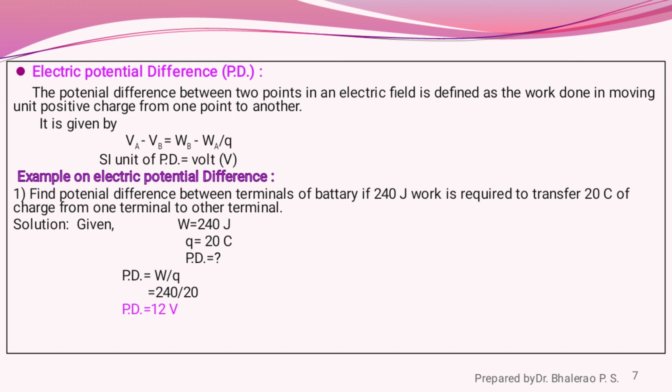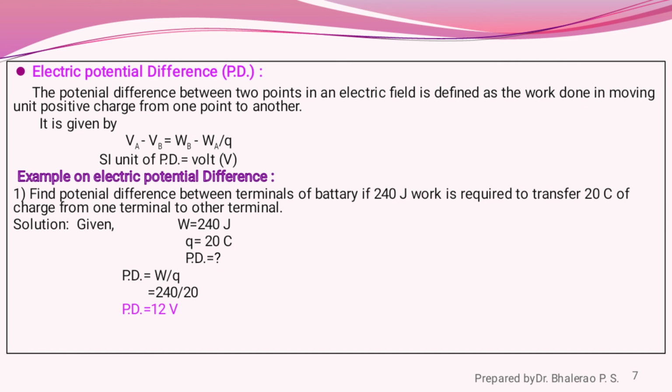Now the example on electric potential difference. First example: find the potential difference between terminals of a battery if 240 joule work is required to transfer 20 coulomb of charge from one terminal to another terminal. In this example, the given quantities are W, that is work done, equal to 240 joule, charge 20 coulomb, and the potential difference we will find out.